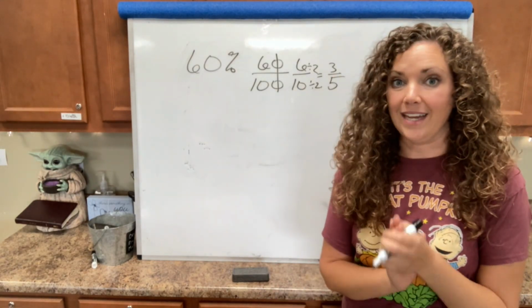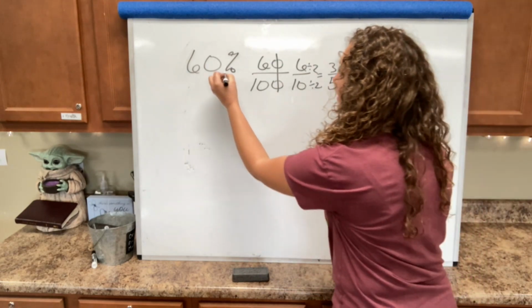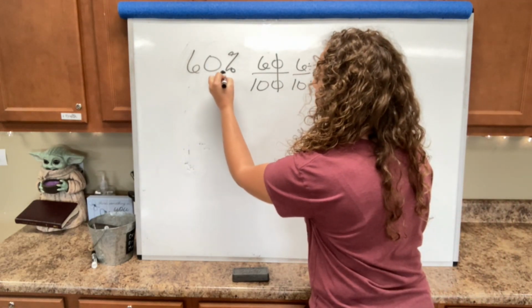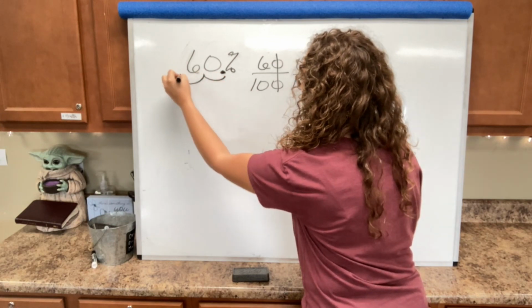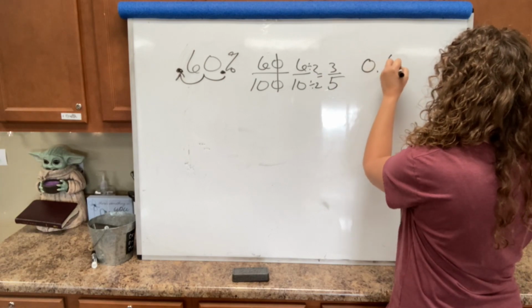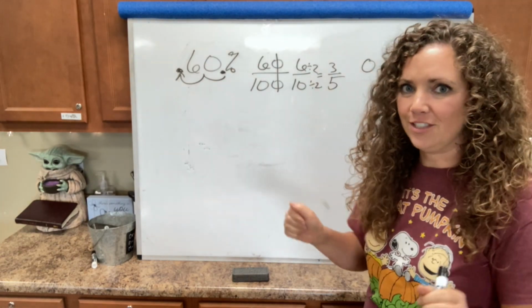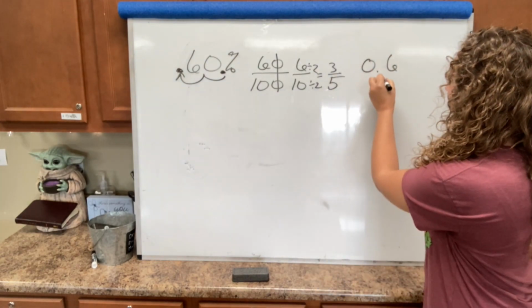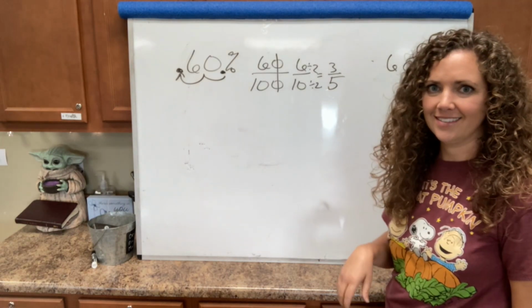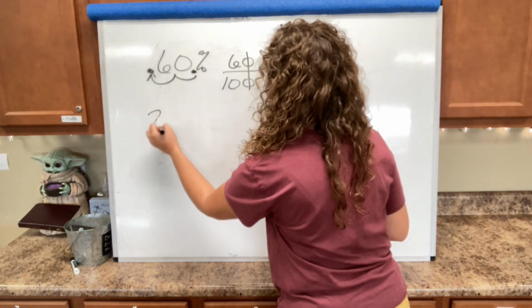To make this into a decimal, I am going to put a decimal here because there is one there, it's just invisible. And I'm going to go over backwards twice, bloop, bloop, like this. And so my decimal is 0.6. And then to convert this back into a percent, I would go the other way, bloop, bloop, and I would have the percent. Let's look at 22%.